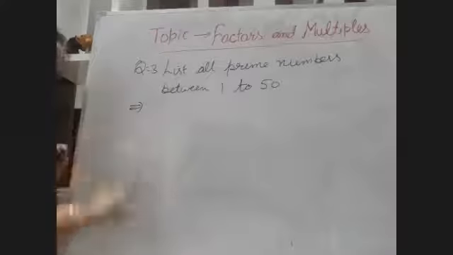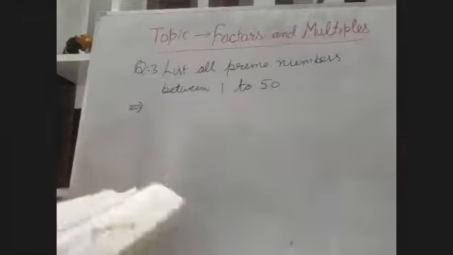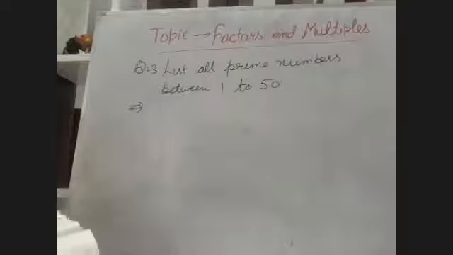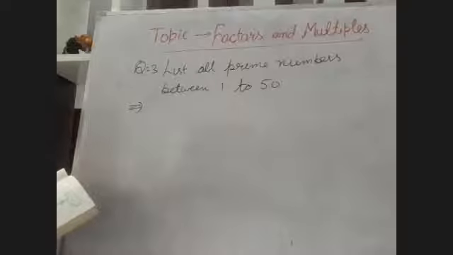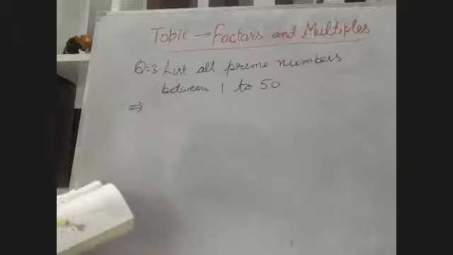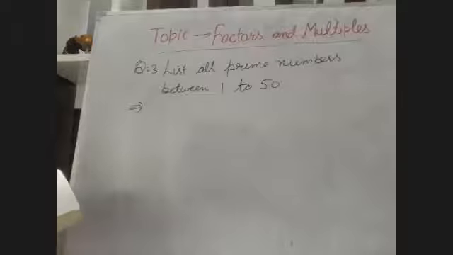In the previous lecture, we already discussed what prime numbers are. Prime numbers are those numbers which have only two factors. The first factor is 1 and the second factor is the number itself. These numbers are known as prime numbers. Now, make a list of all prime numbers between 1 to 50.